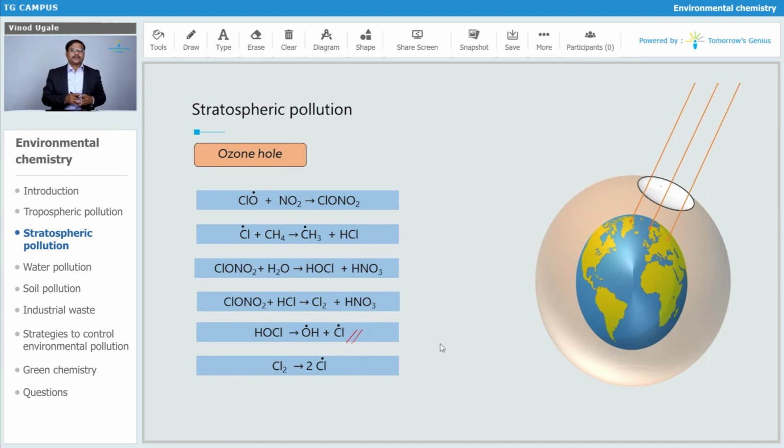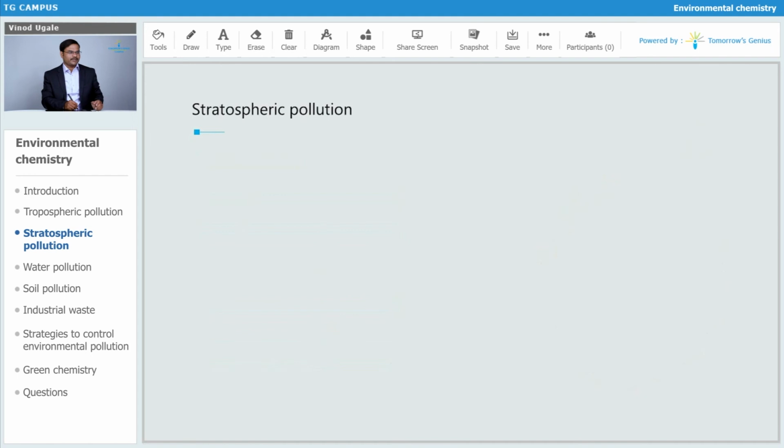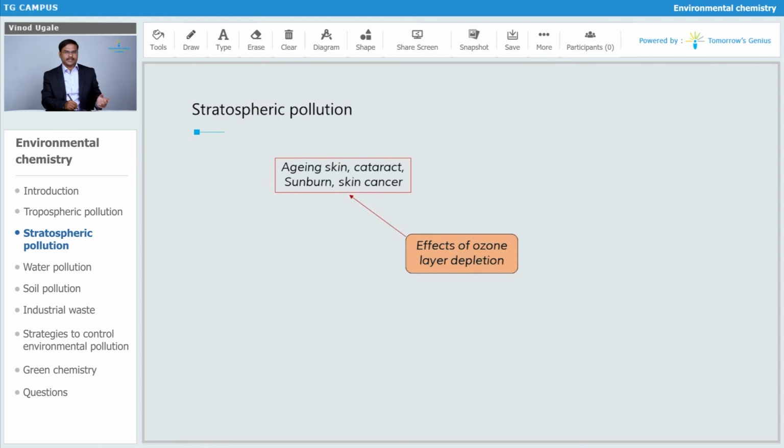So we have seen how chlorofluorocarbons are responsible for ozone hole formation or the depletion of the ozone layer, and we know the adverse effects if the ozone layer is not there around us. Okay, so let's see what the effects of ozone layer depletion are. Effects of ozone layer depletion: it can cause aging of skin, cataract, sunburns and skin cancer.